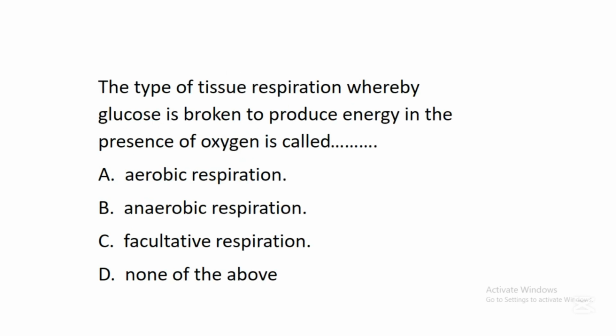The next question says, the type of tissue respiration whereby glucose is broken down to produce energy in the presence of oxygen is called dash. A. Anaerobic respiration, B. Aerobic respiration, C. Facultative respiration, D. None of the above. In this question, the correct answer is A, aerobic respiration. Aerobic respiration is a type of tissue or cellular respiration whereby glucose is broken down to produce energy in the presence of oxygen.